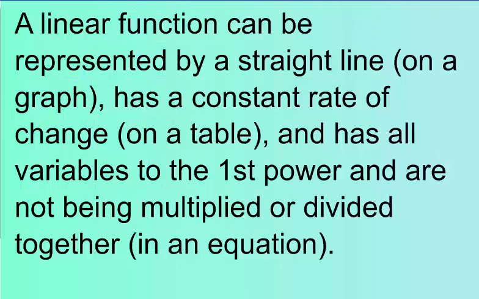Before we get into identifying whether something is linear or not, let's first look at a definition. A linear function can be represented by a straight line on a graph, has a constant rate of change when you're looking at a table, and has all variables to the first power and are not being multiplied or divided together in an equation. Those are three simple ways to quickly tell whether a function is linear or not.